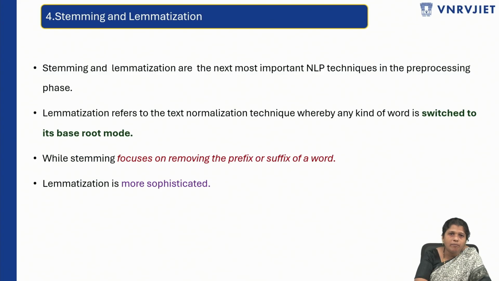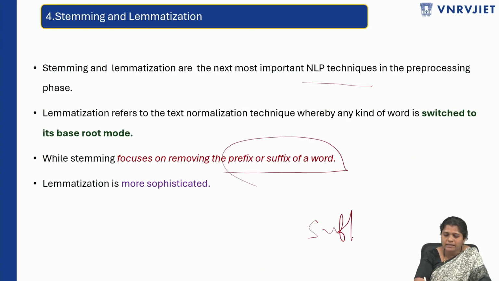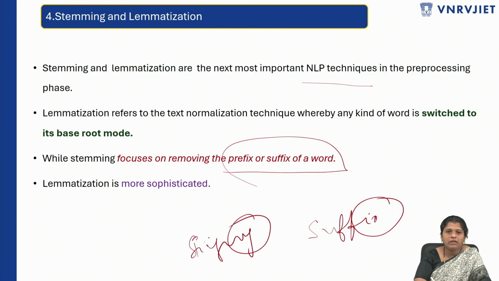Next is about stemming and lemmatization. Stemming and lemmatization are two important NLP techniques which form a very good base for pre-processing. Stemming focuses on removing the prefix or suffix of a word. Suppose if I take the word singing, then the ing form will be removed. I will be left with sing.